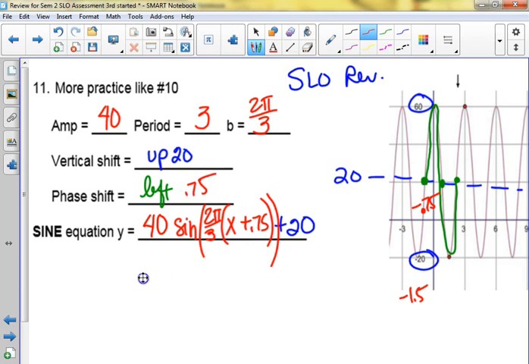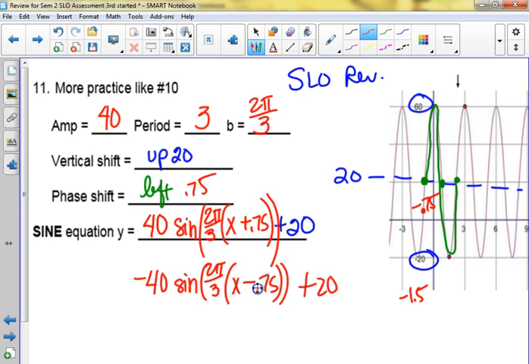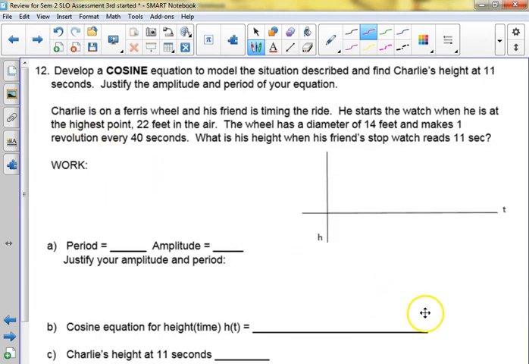What did you have, Patrick? You had a negative. The phase shift would have been to the right 0.75. Yep, 1 is not right. Okay, that's another option. All right, moving on before we get bogged down on one question. There's one of these. Deep breath. Okay.